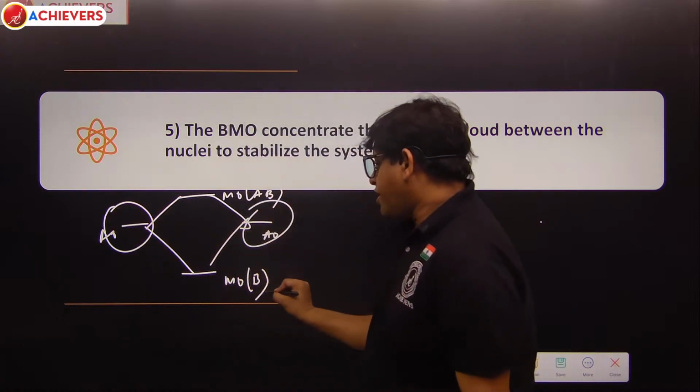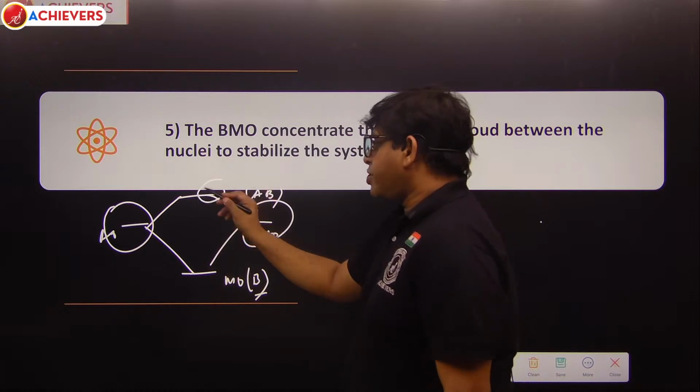From the starting atomic orbitals, we make the bonding orbital a little lower and the anti-bonding orbital that much higher.